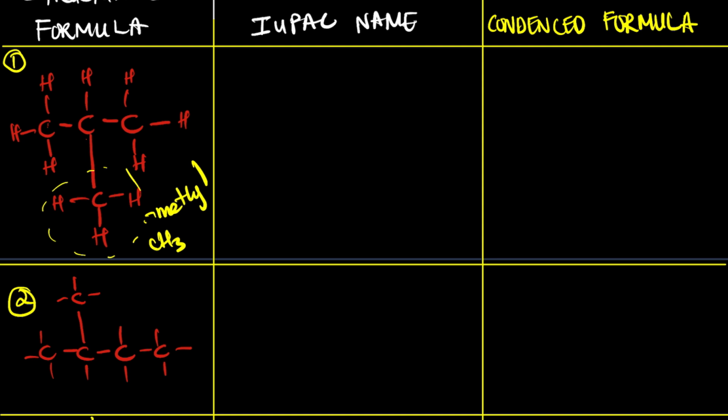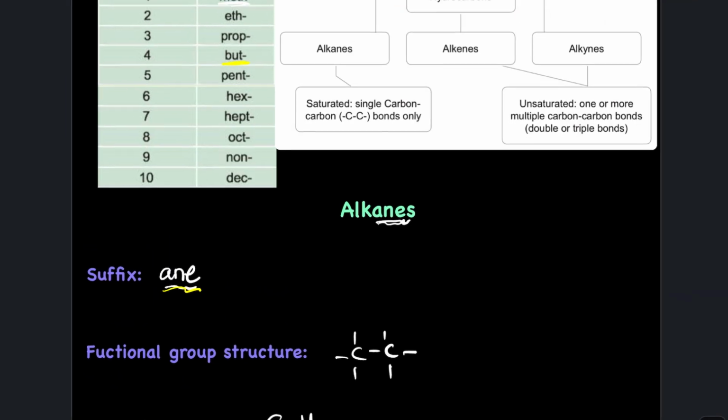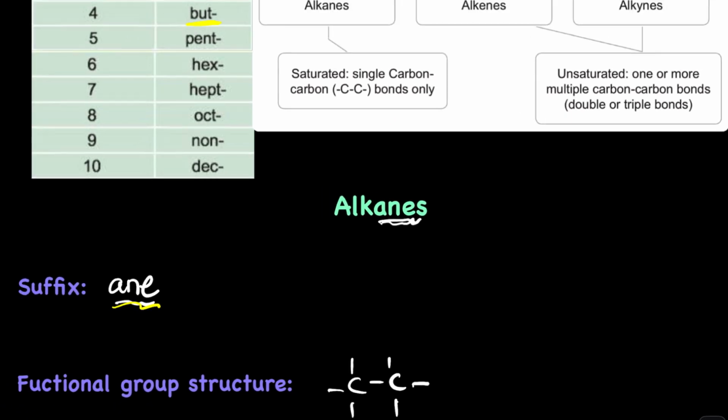When you name it, you need to first count the number of carbons in the stem. 1, 2, 3. There are 3. That means our parent or stem name is going to be prop. 3 means prop, if you still remember.